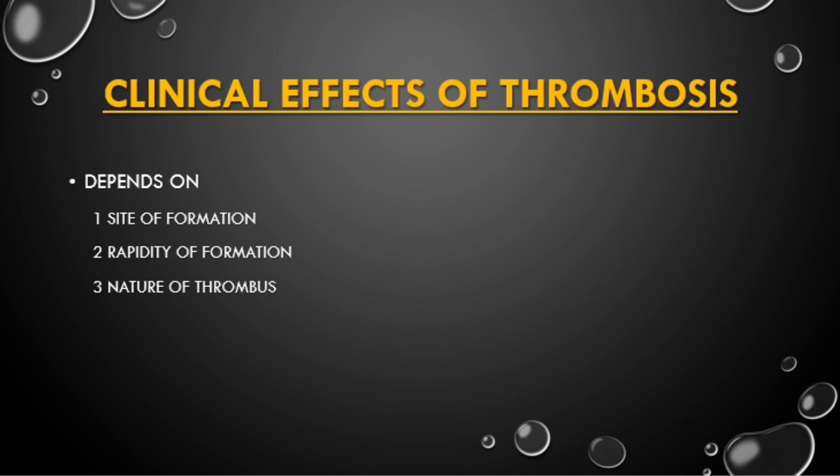The clinical effect of thrombosis depends upon the site of thrombi, that is where it is formed. We have seen the various types of thrombi like cardiac, arterial, venous and capillary. Then its rapidity of formation, like the structure, first platelet which is the white thrombus and then red thrombus and so on. And then the nature of thrombus, like soft, red or hard. So the clinical effects are based on these three points: site of formation, rapidity of formation and nature of thrombus.